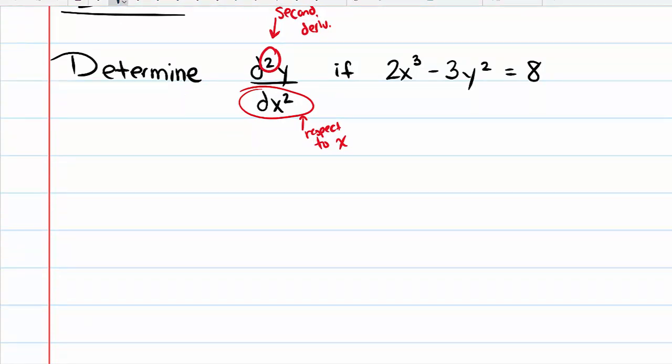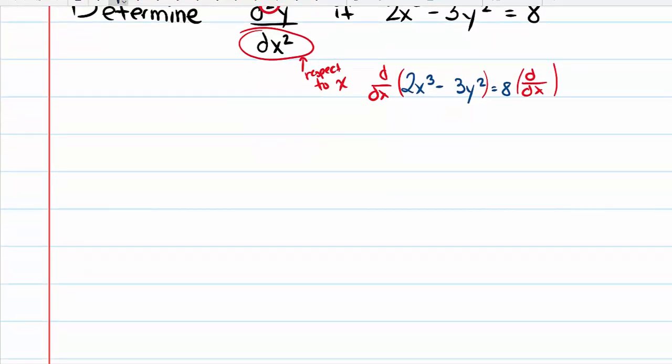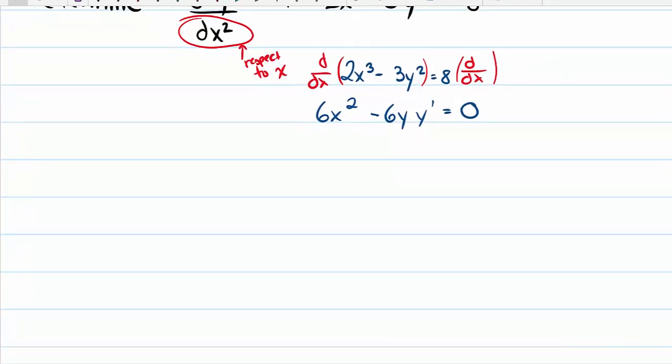Step 1, write down the problem: 2x cubed minus 3y squared equals 8. So we want to take the derivative of both sides with respect to x. The derivative of 2x cubed is 6x squared, and the derivative of 3y squared is going to be negative 6y y prime, and the derivative of 8 is 0. If you're confused about where that y prime came from, go ahead and look back at the previous section's examples. Remember that we can use y prime instead of dy dx if we want to.